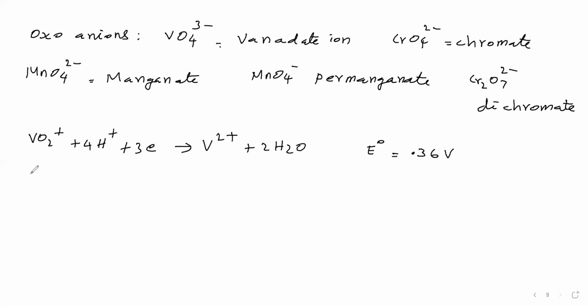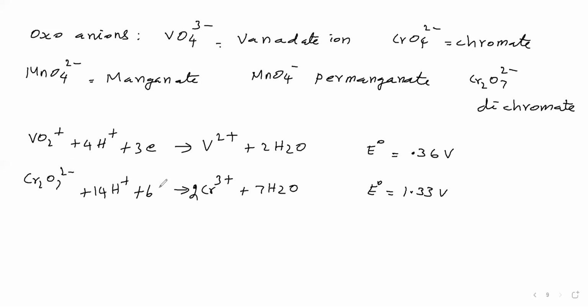Then we will take Cr2O7 2 minus, converting into Cr3 plus. For this the E0 value is 1.33 volt. Here we balance: 7 oxygens, therefore 7 water molecules. 14 hydrogens, therefore 14 H plus. Now the charge: here minus 2, here plus 14, therefore plus 12. Chromium 2 times we write, here plus 6, therefore 6 electrons. Therefore dichromate acts as an oxidizing agent here.